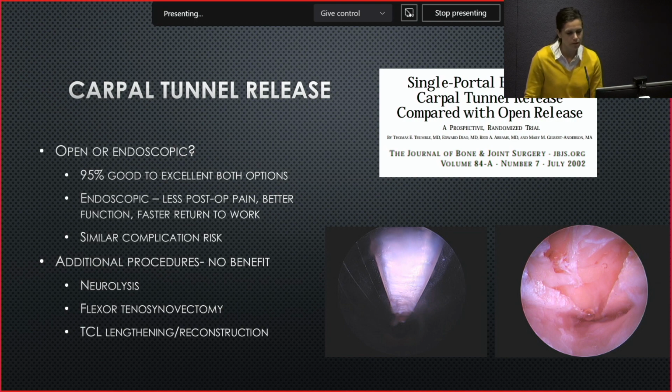Additional procedures that are not indicated include neurolysis, flexor tenosynovectomy, and lengthening or reconstruction of the transverse carpal ligament. These things don't show any added benefit over simple release of the transverse carpal ligament alone. This picture on the left is just a view of the transverse carpal ligament from an endoscopic approach. You see the transverse fibers there, and then the picture on the right is just the carpal tunnel wide open after release of the ligament.